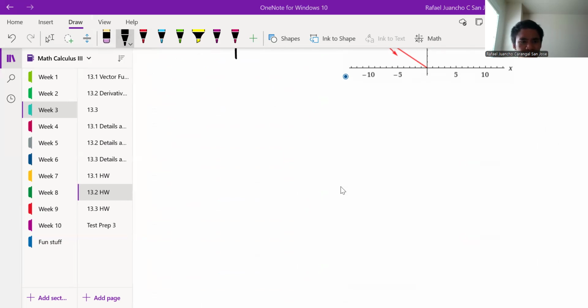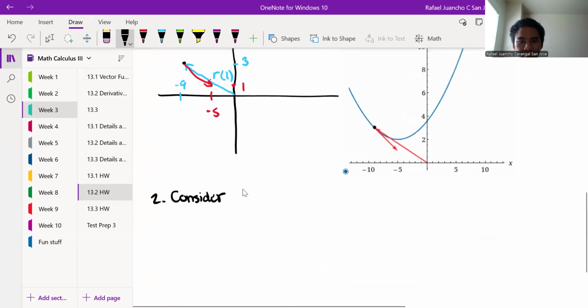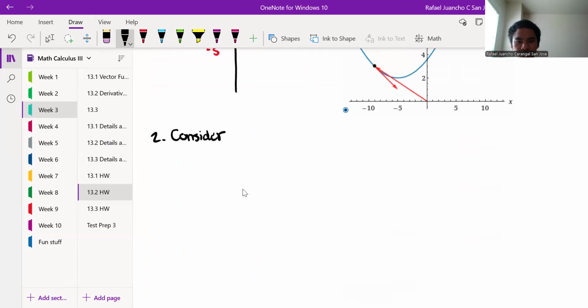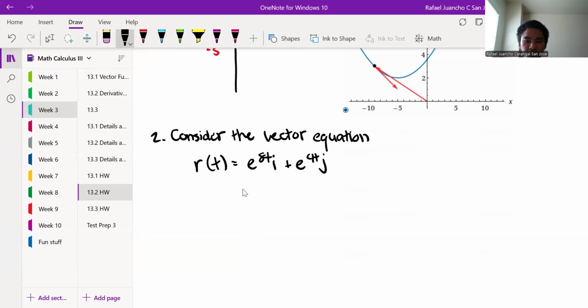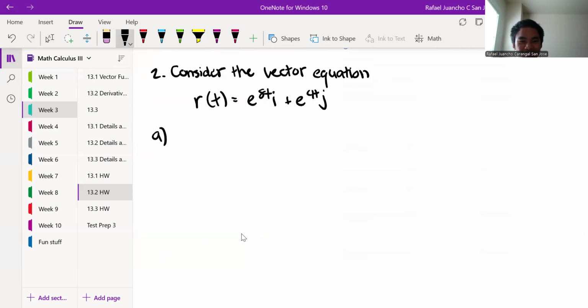Now let's move on to our next example here. So again, we do the same thing. We consider a vector equation. Let me just quickly do that. And in this vector equation, we're given R of t is e to the 8t i plus e to the 4t j. So this is natural exponents. I tend to mix them up a lot because they're both natural.